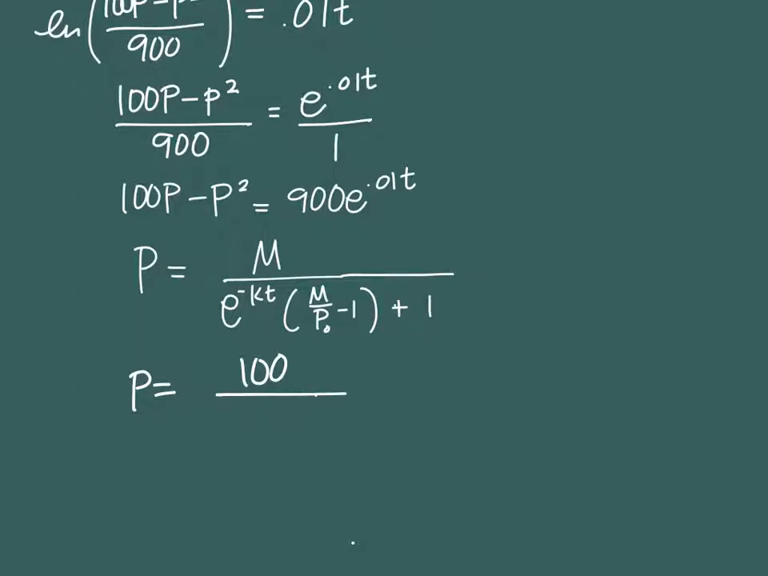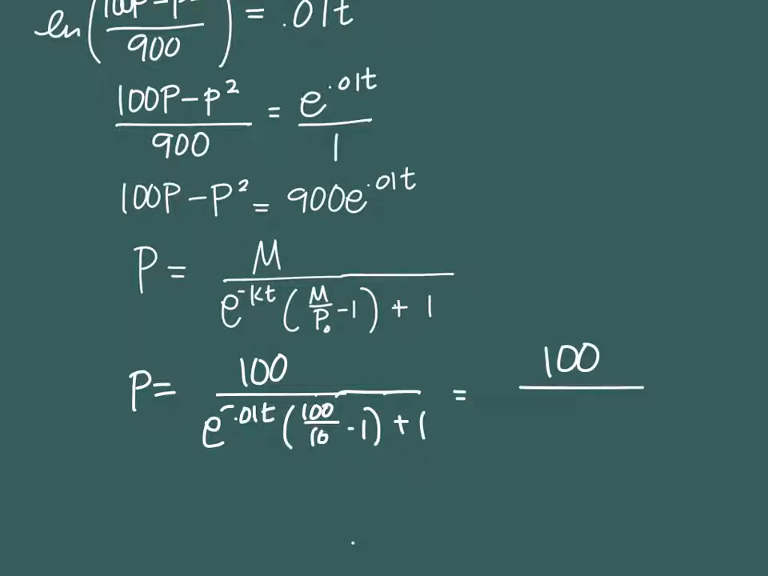Okay, all right, e to the, what do we know that k is? 0.01. Okay, we know what M is, 100 again, over p sub 0 minus 1 plus 1. So let's simplify. 100 over. Okay, what's 10 divided by 10 minus 1? 9. So let's say it's 9. e to the negative 0.01t plus 1. I'm not going to make you redo that every single time.